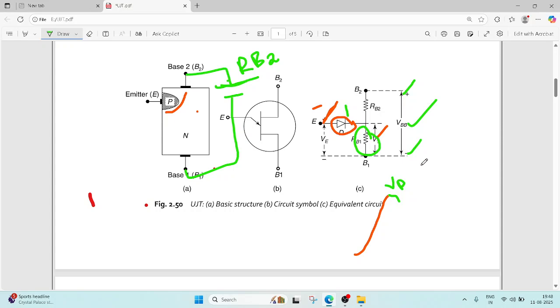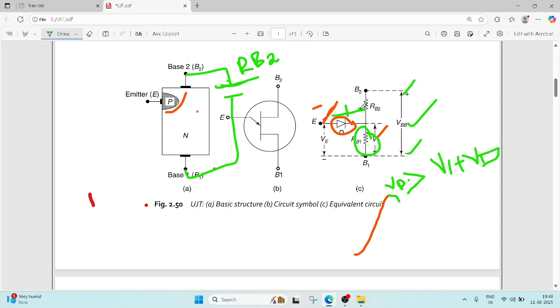Okay, that is VP. VP is greater than V1 plus the diode drop VD. That is a small drop: for silicon it is 0.7, for germanium it is 0.3. Anyway, this VP is greater than V1. After that, what happened? The diode starts conduction.